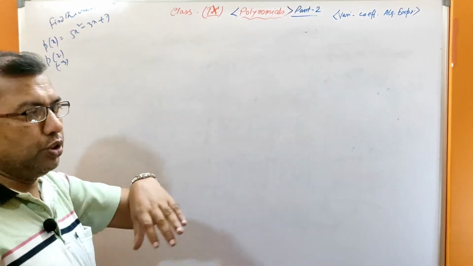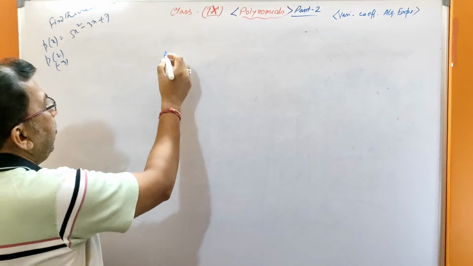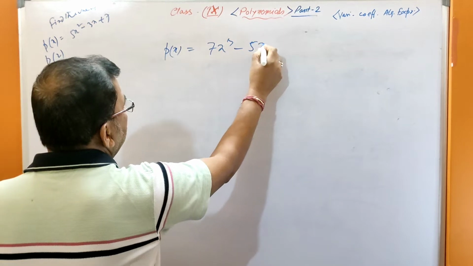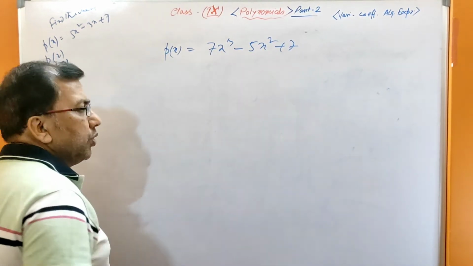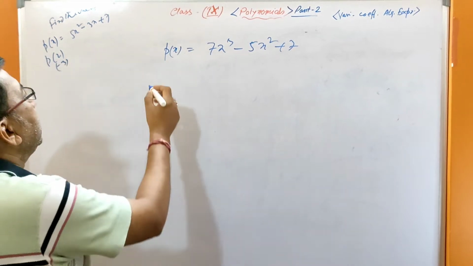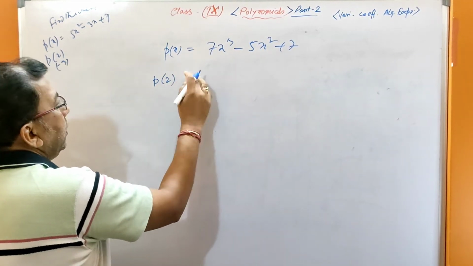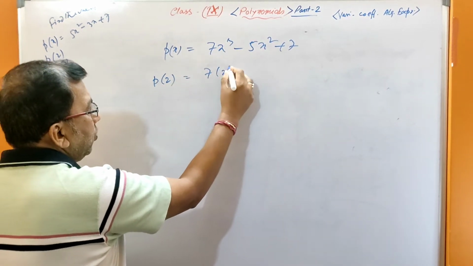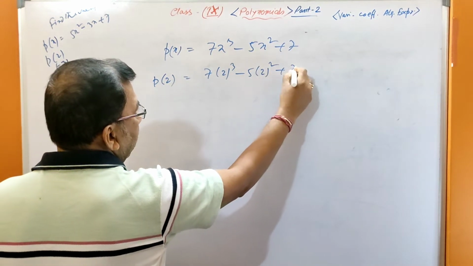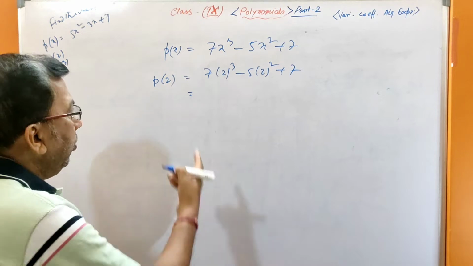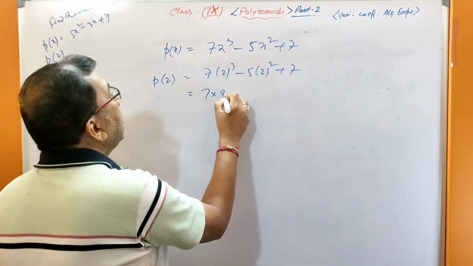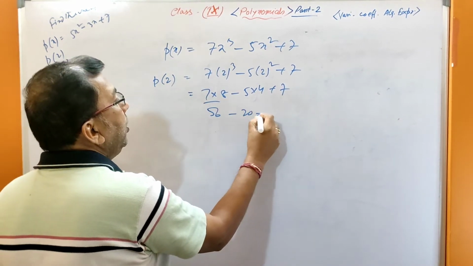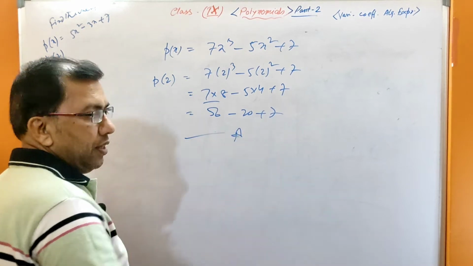Find the value of a polynomial. Suppose a polynomial will be given, say any polynomial, p(x) equals 7x cube minus 5x square plus 7. Find the value of the polynomial. Suppose p(2): put 2 instead of x, and you get 7 into 2 to the power cube minus 5 into 2 to the power square plus 7. Whatever the result is, you write it out here. That means 7 into 8 minus 5 into 4 plus 7. Okay? 56 minus 20 plus 7. What is the result? This is the answer, the value.